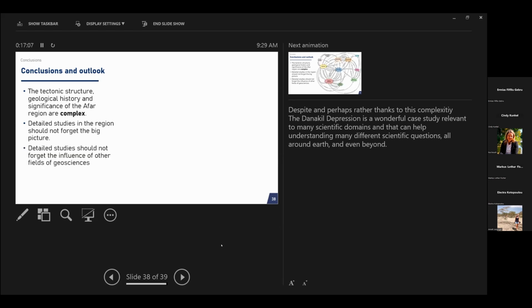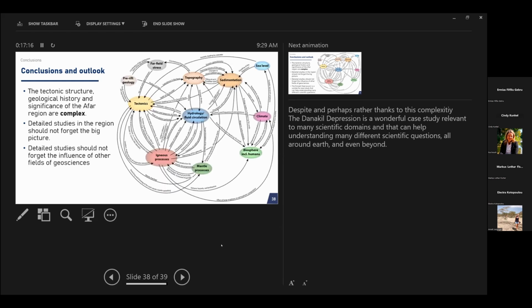our detailed study. And detailed study should not forget the influence of other fields of geosciences, in particular in this region. And I've done this figure for my PhD thesis, trying to show how all different fields of geosciences are connected and how they all influence each other with feedback mechanisms. And we cannot study sedimentation in the Danakil Basin without looking at sea level, climate, biosphere, mantle processes, igneous processes, fluid circulation, tectonics, and so on. So I think it's one of the places on Earth where we have to be multidisciplinary and look at all different fields to understand our own specialty.